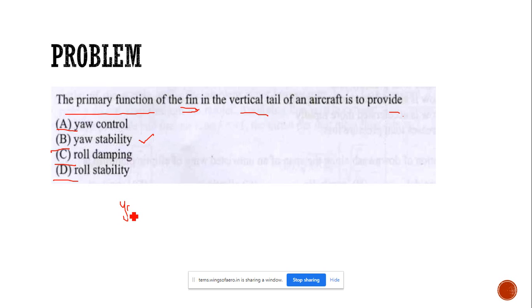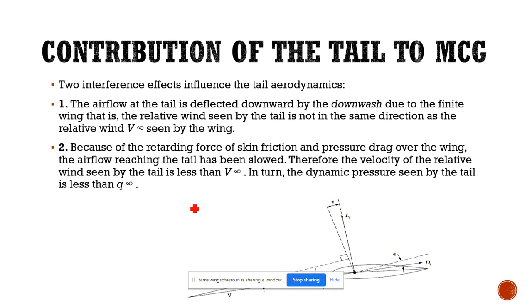So the aircraft, the primary function of the vertical fin in the vertical tail of the aircraft is to provide yaw stability. The vertical tail is mainly used for the stability of the aircraft. So the vertical tail is for yaw stability. Okay. So the answer is yaw stability.